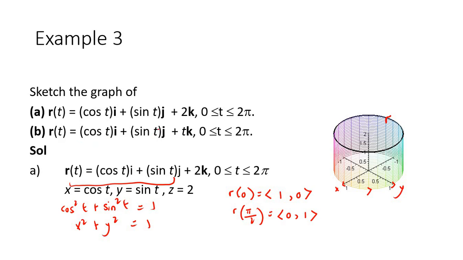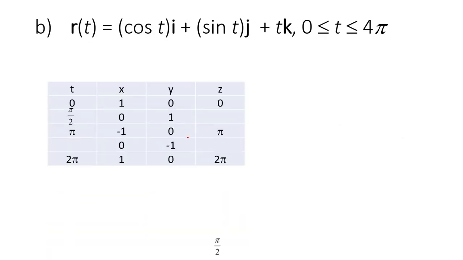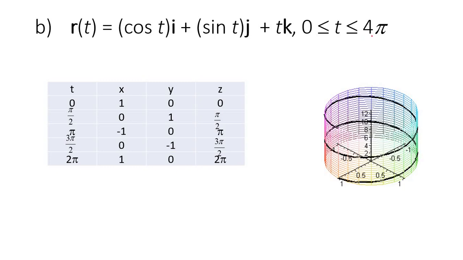Now we look at question B. Components i and j tell you it is a circle with radius 1 unit. However, the component k is actually z equal to t. We calculate the values of x, y, z at t equal to 0, pi over 2, 3 pi over 2, to 2 pi, and the z value is increasing. Actually, I think I draw up to 4 pi. This one is sketched up to 4 pi.